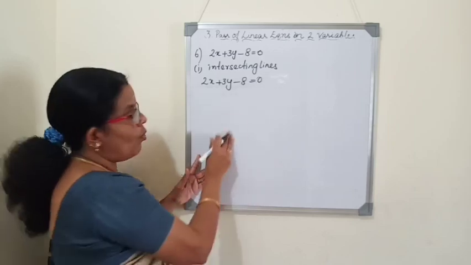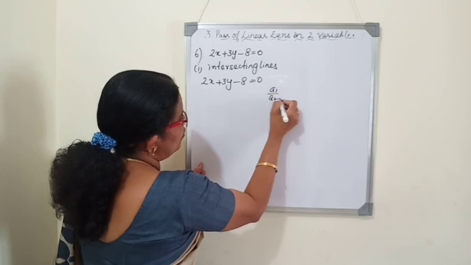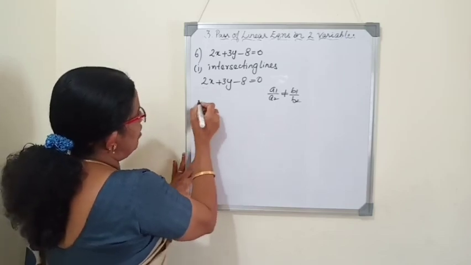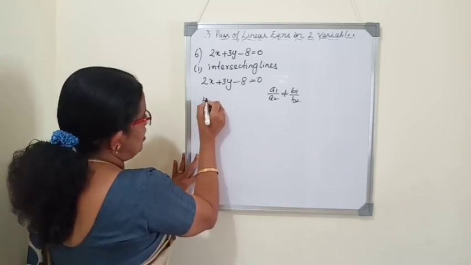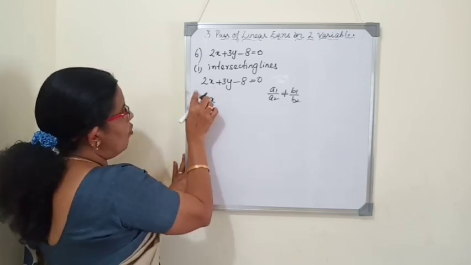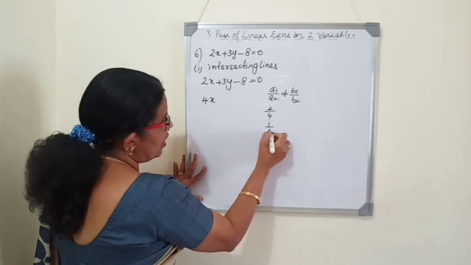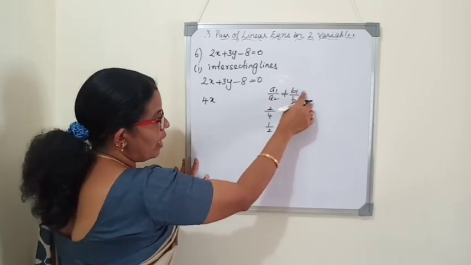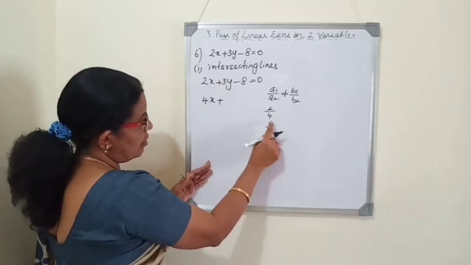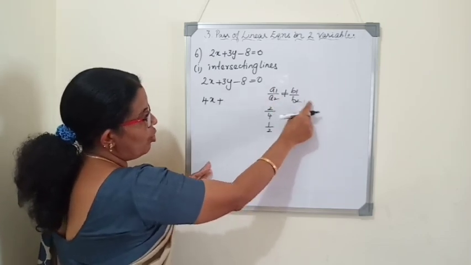This is the first equation. We have to write one more equation so that we get a1 by a2 not equal to b1 by b2. If I take 4x in the second equation, then a1 by a2 is 2 by 4, which is 1 by 2. The condition is a1 by a2 not equal to b1 by b2. Already b1 is 3, so I should choose b2 such that b1 by b2 is not equal to a1 by a2.